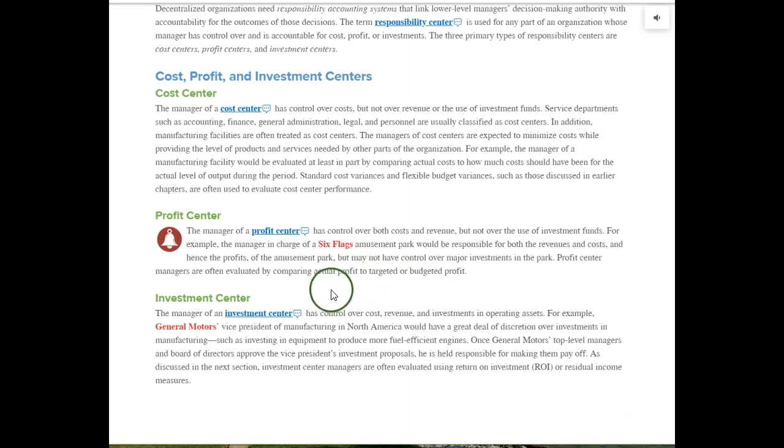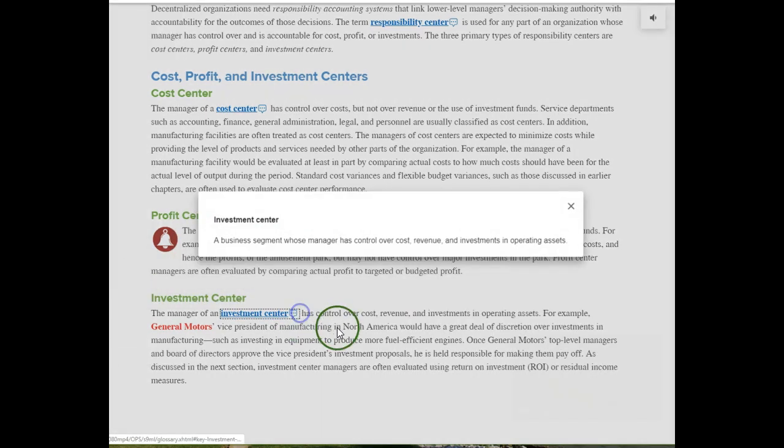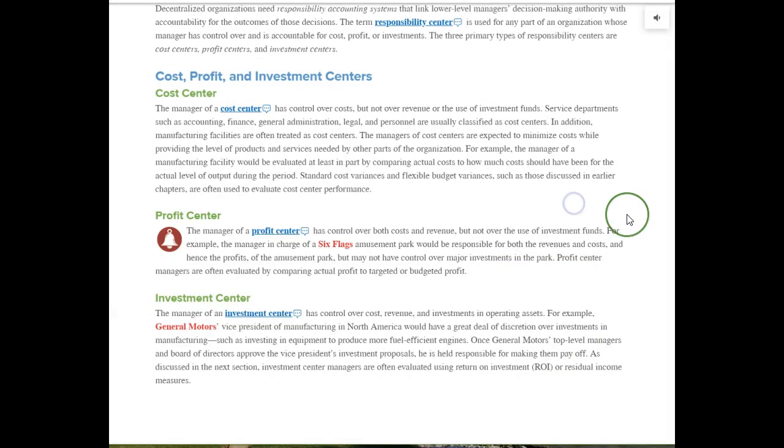The third one is the investment center. This has all three. So a business segment whose manager has control over cost, revenue, and investments in operating assets. And these managers have decision-making authority over: do they build new buildings? Do they buy more expensive equipment for their areas? So they have control over everything. They're trying to generate revenue. They are incurring cost to do that. And they can purchase investments as they see fit.